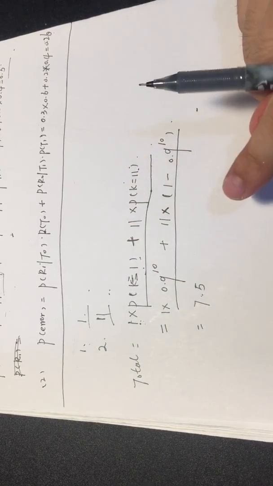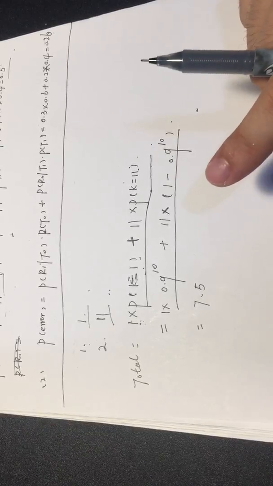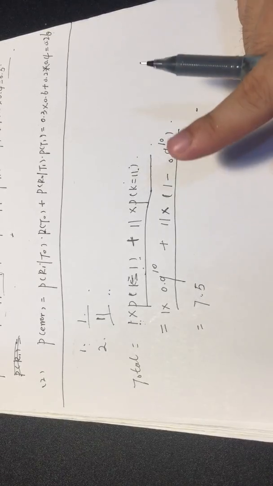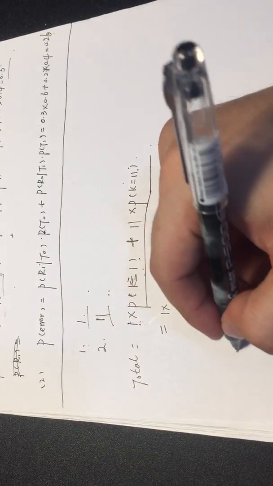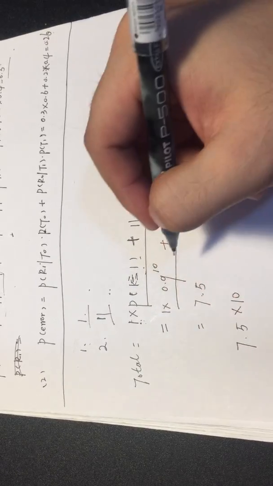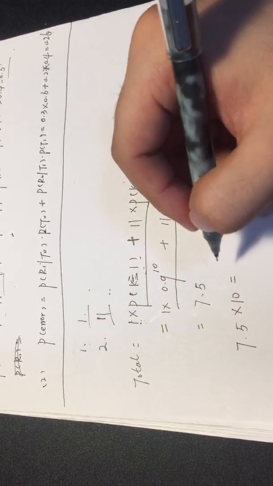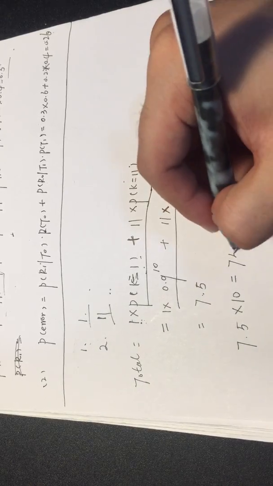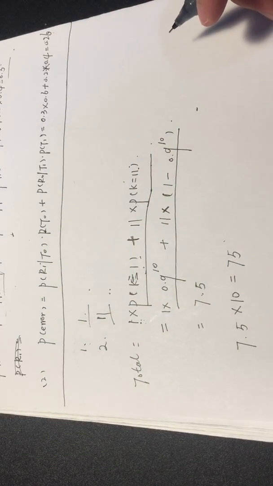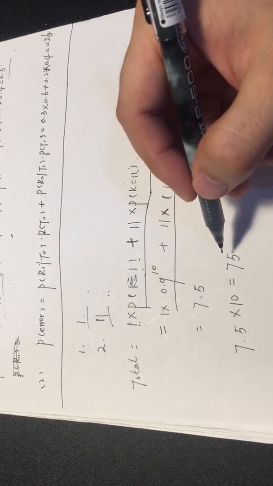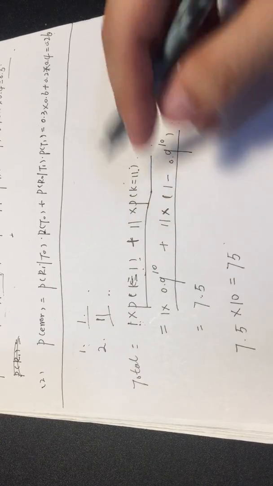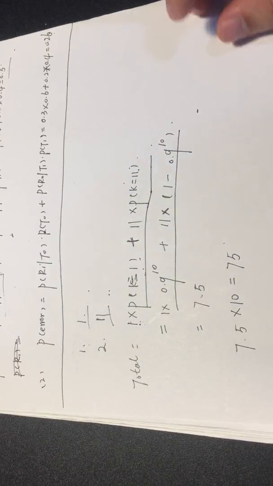This is the average number of tests in one group, and we have 10 groups, so we have to multiply the result by 10. So the final number is 75. It means that for 100 people, it takes 75 tests on average. So that's the result.